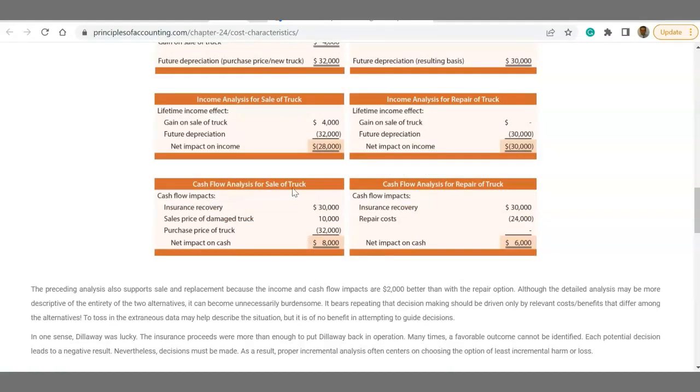And the cash flow analysis for the truck: the insurance company gave them $30,000, the sales price is $10,000 to the repair shop, and the purchase price of the new truck, a similar truck found on the internet in a similar situation, is $32,000. So that gives a net impact on cash flow of $8,000.